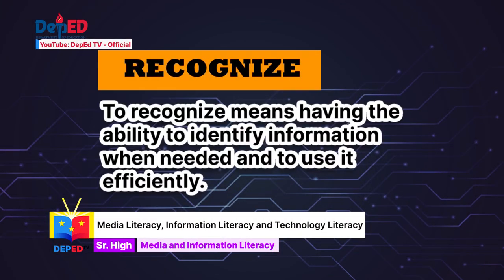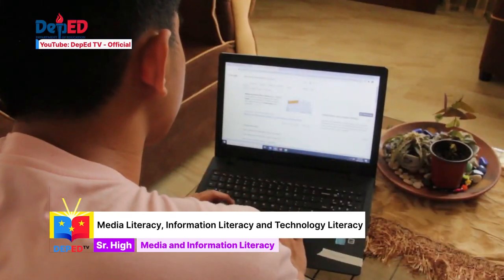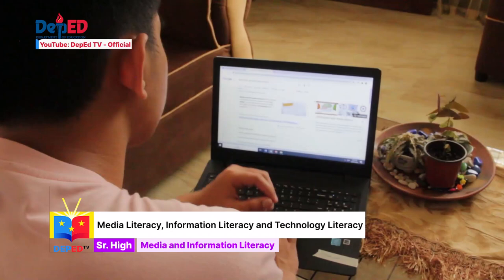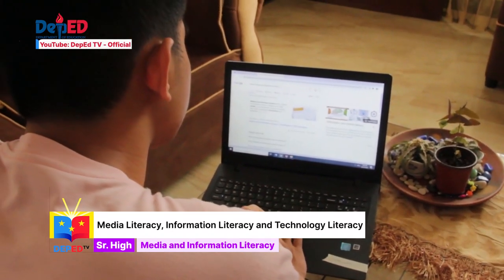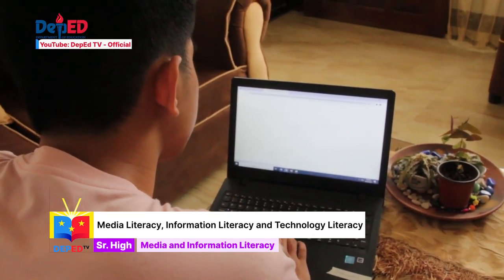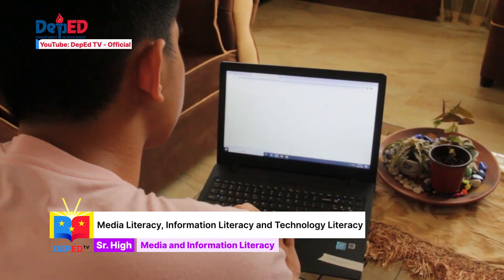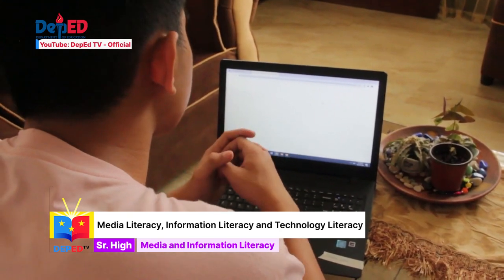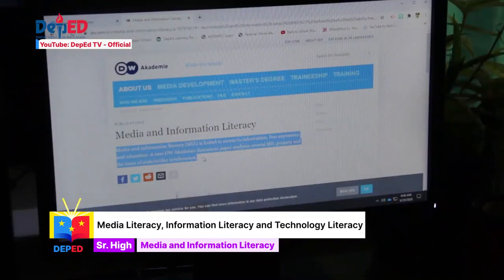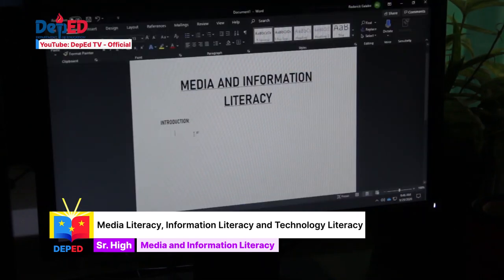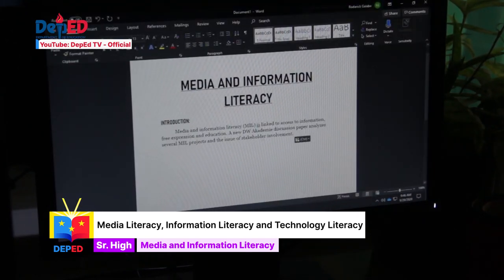Recognize means the ability to identify information when needed and use it efficiently. This is evident when you know exactly what specific information you are looking for. Like Paul, he has a task to search for a movie review, and that is where his research revolves. He first looked for an example of a movie review and used it well in making his school project.